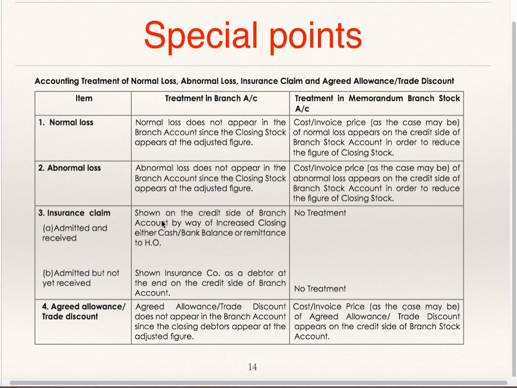Insurance claim is shown on the credit side of branch account by way of increased closing either cash or bank balance. Remittance to head office.